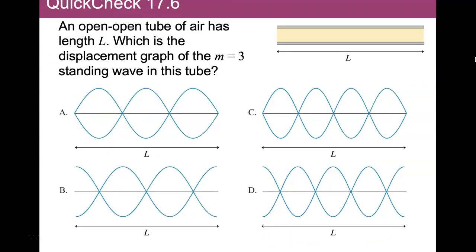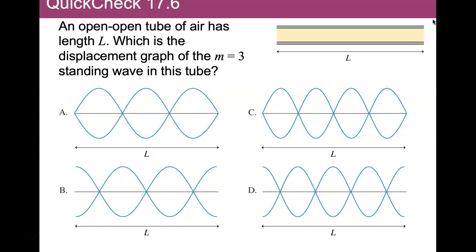All right. So here's a quick question. Pause the video, try to figure out the answer. Okay, so both ends are open, right? So it belongs to the open-open or closed-closed case, the same boundary condition. And in that case, we fit an integer number of lambda over 2s inside the tube or inside the system.